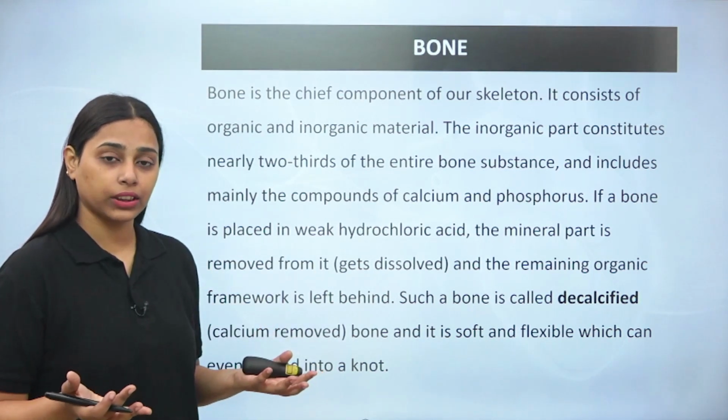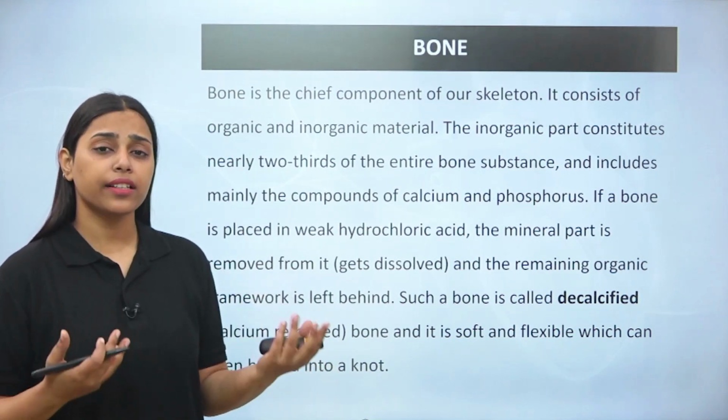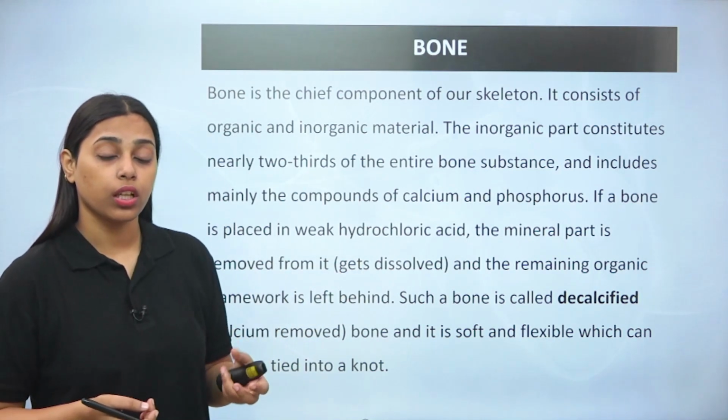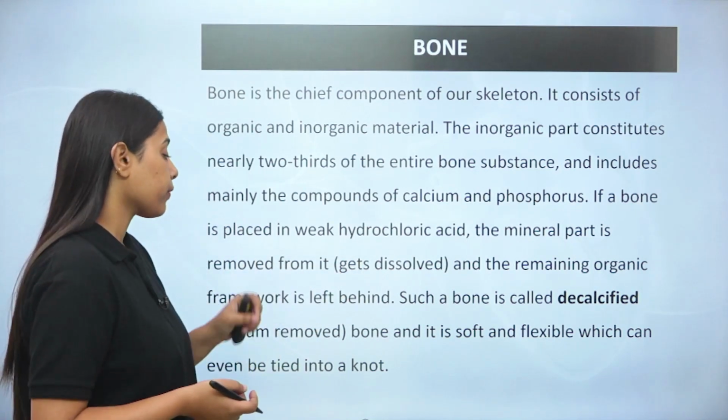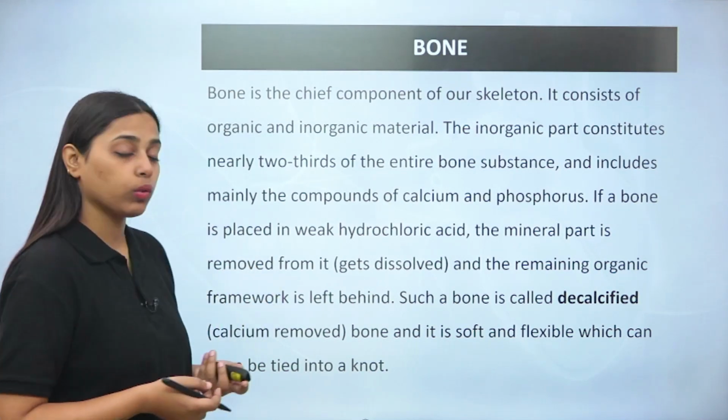Calcium plus HCl reaction will take place, and calcium is more reactive, so it will displace hydrogen. Calcium chloride will be formed. So that calcium is coming from the bone. So bones will be decalcified, and it is soft and flexible, which can even be tied into a knot then.